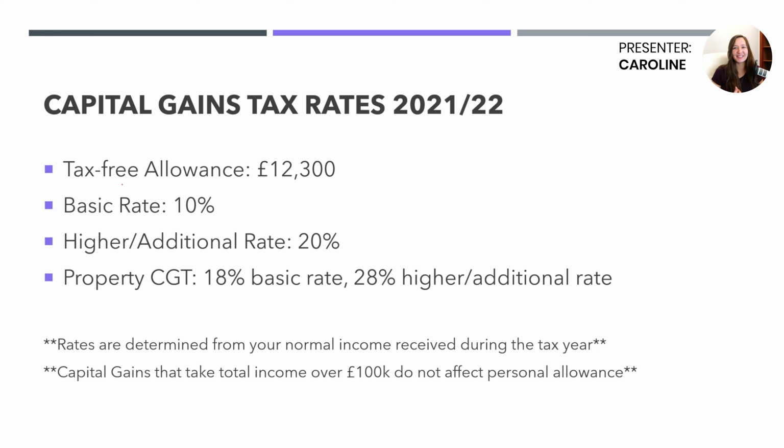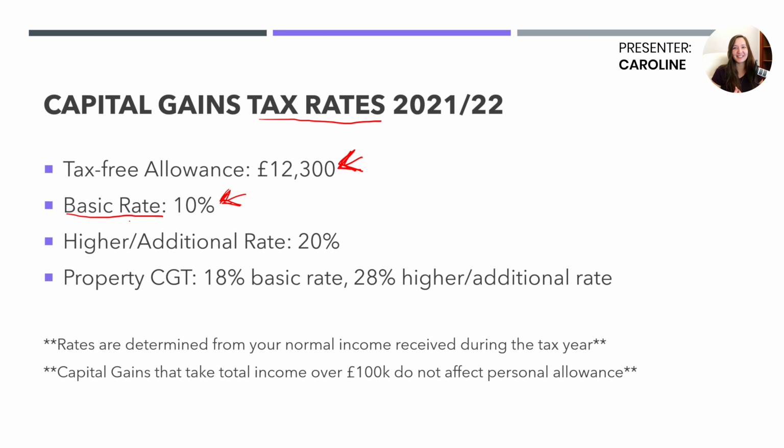So now that we've got all of the definitions out of the way, we can have a look at the actual capital gains tax rates for the current tax year. The first thing you will notice is there's a tax-free allowance of £12,300. And if you receive gains that are under this £12,300 allowance, there would be no tax to pay. Next, we've got the basic rate tax of 10%. And these are for regular assets. So for example, shares, business assets, cryptocurrency, things like that.